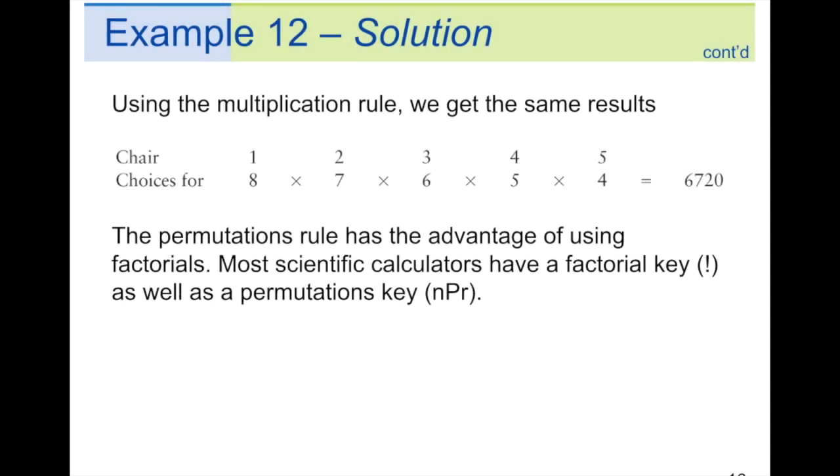Using the multiplication rule, we get the same results. So instead you just have the 5 chairs, and then you have 8 choices for the first one, 7 choices for the second, 6 for the third, 5 for the fourth, and 4 for the fifth, and then stop there, because you only have 5 chairs. In that same sense, we have 6,720.